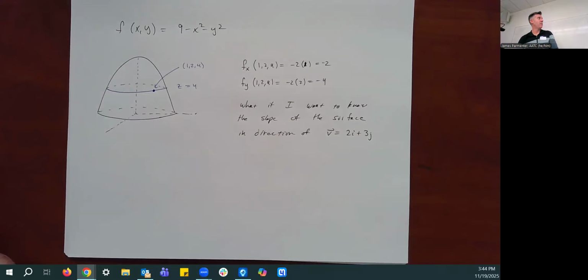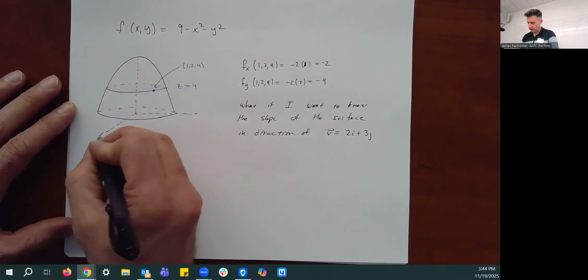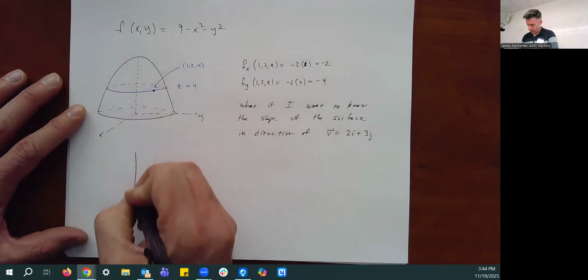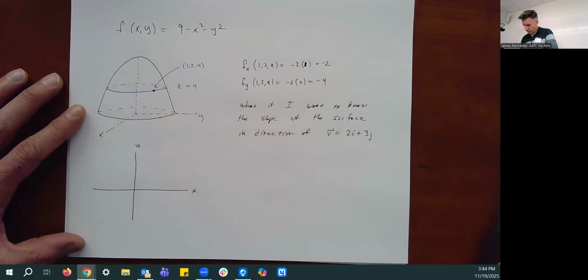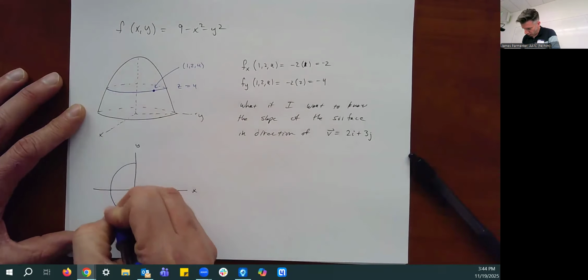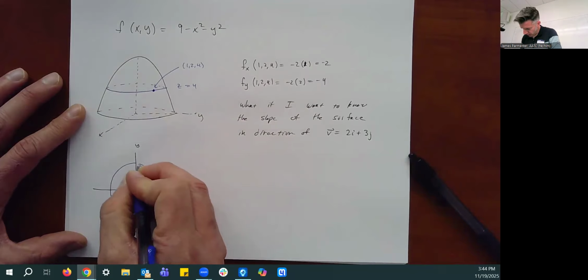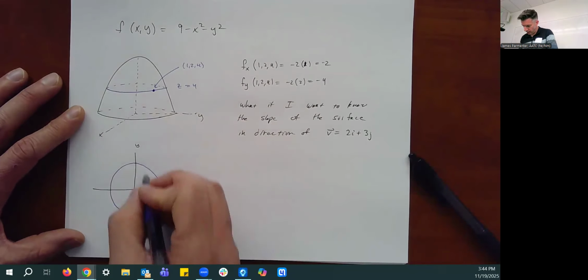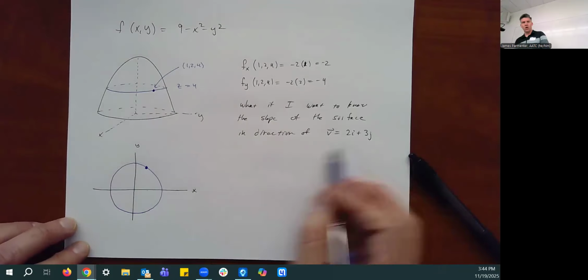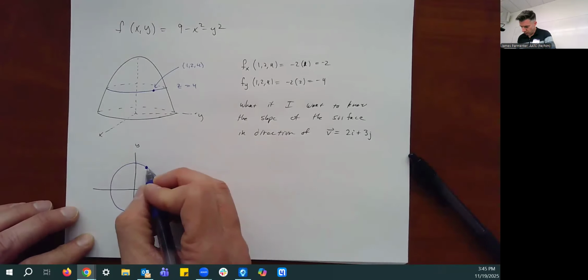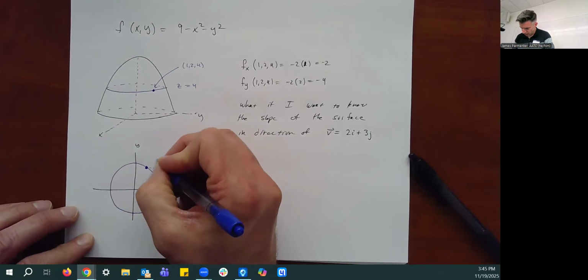Okay, well, let's look at this from the top view. So here's my x, here's my y. Here's my level curve. And I'm looking at the point where x is 1 and y is 2. So I'm looking right there. And I'm trying to point in the direction that's over 2 and up 3. So over 2, up 3.